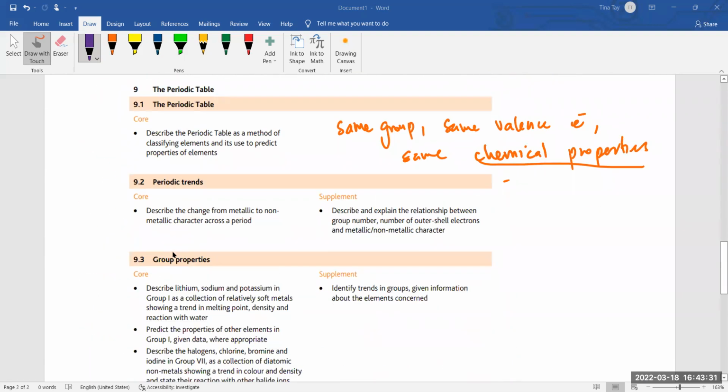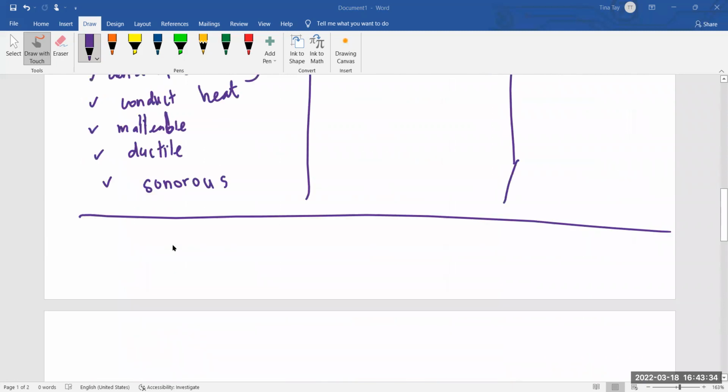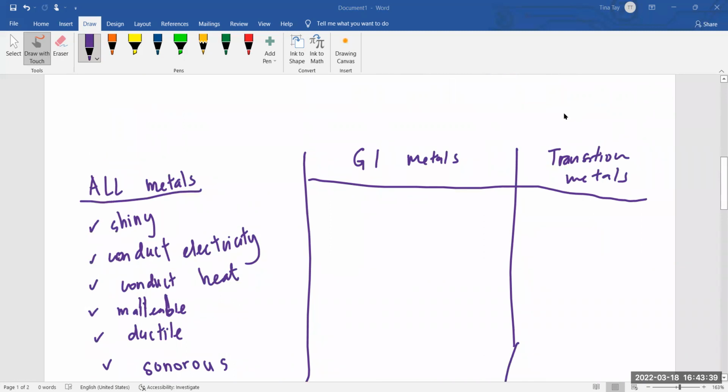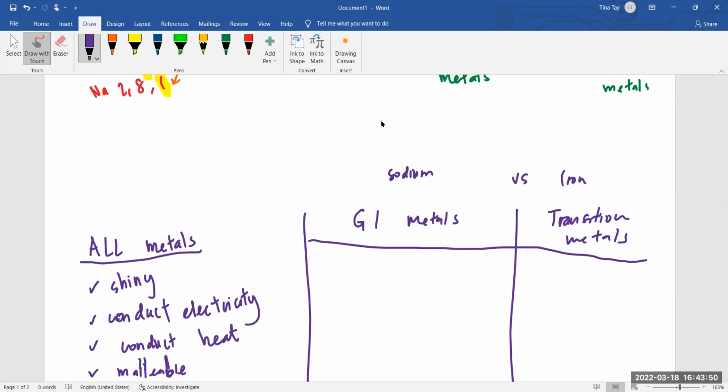Okay, let's talk about group 1 metals. We talk about a normal metal, which is a transition metal, for example, iron, versus a group 1 metal, for example, sodium. Now, if I take 2 beakers of water, in the first one, I put an iron nail. In the second one, I put a piece of sodium.